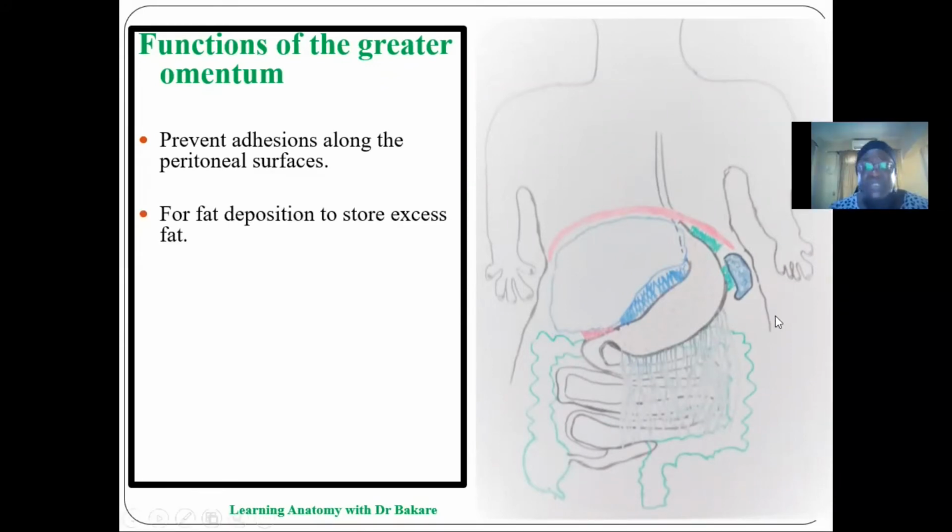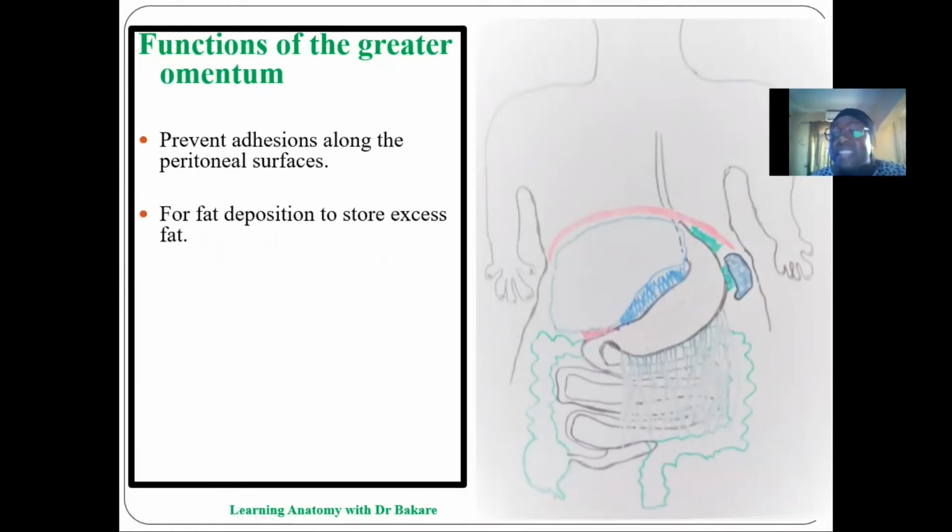It also creates a form of storage space for fat. You see a lot of fat deposits on the greater omentum. So instead of the fat being deposited on the intestine or other organs around this region, it helps to hold the fat, preventing fat from being deposited on the organs of the abdominal cavity. And this can tend to affect the functions of these organs.